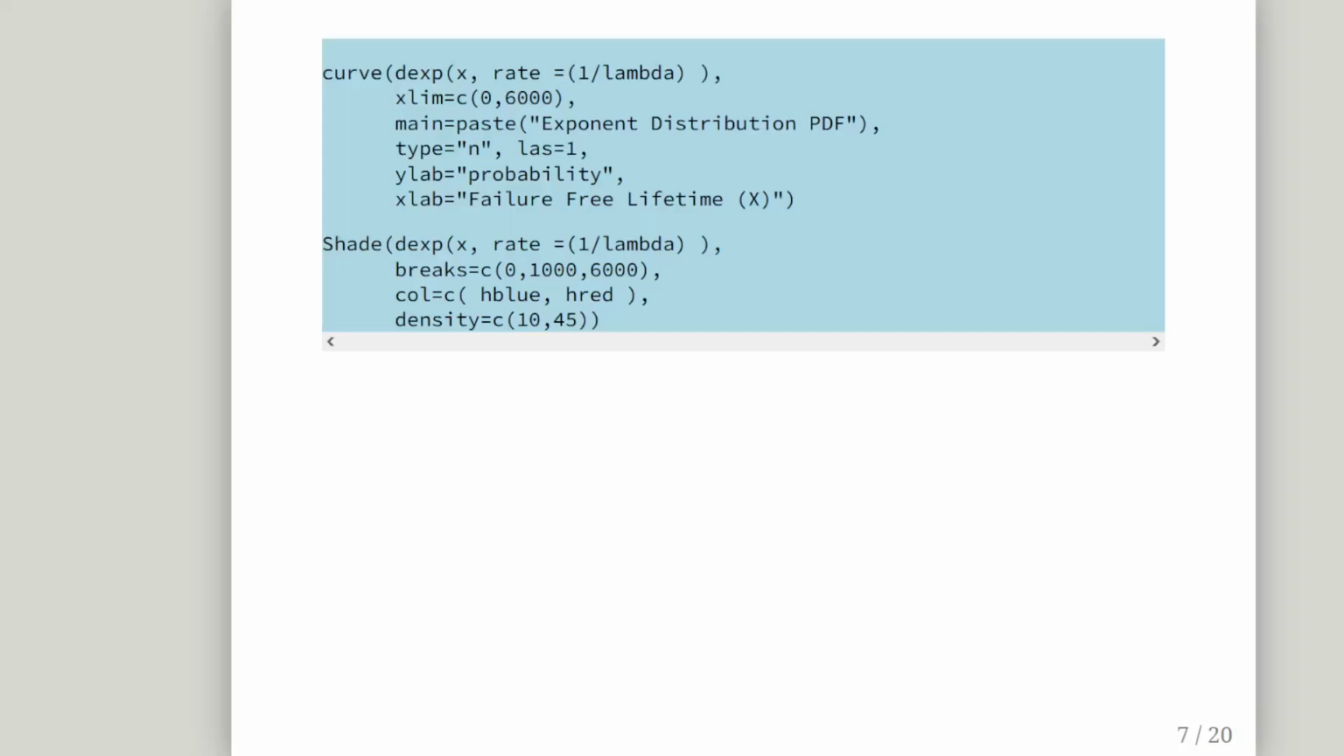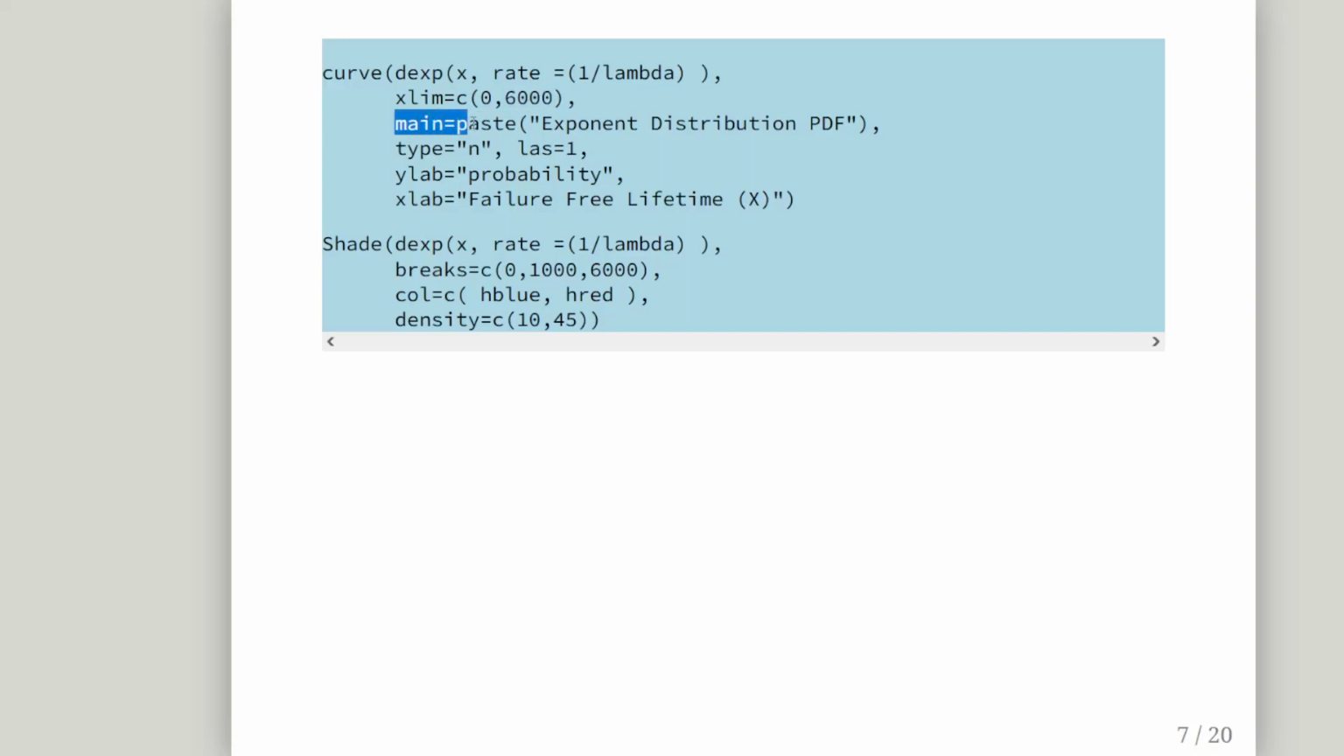So this is the code that we can use to create the plots that you're about to see shortly. The standard command in base R is curve, okay? And this will plot the density function of x when the rate parameter is 1 over lambda over this range of values, 0 to 6,000. I just picked 6,000 because that's a sort of informed decision about what would be the right range of values.